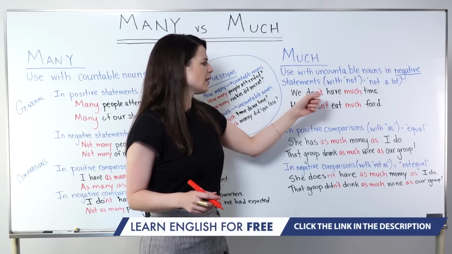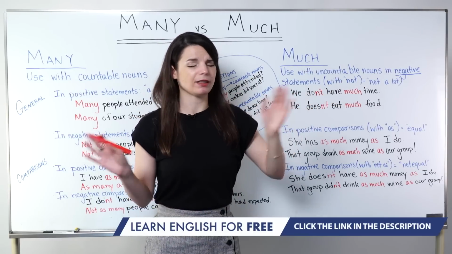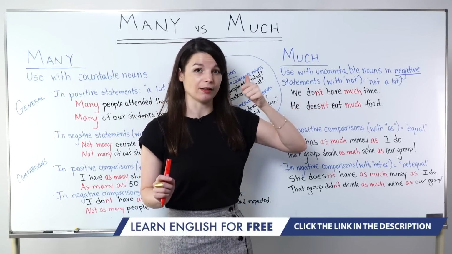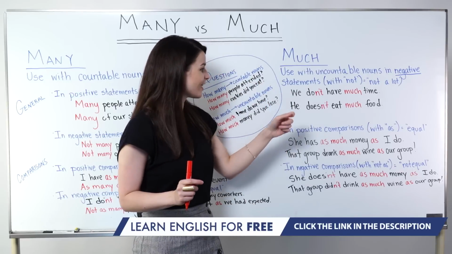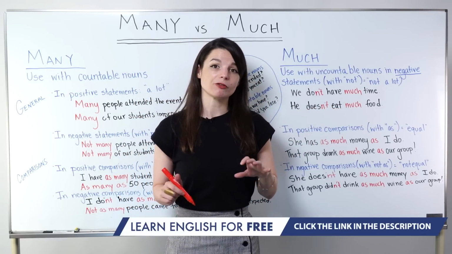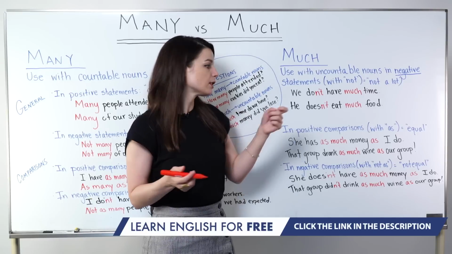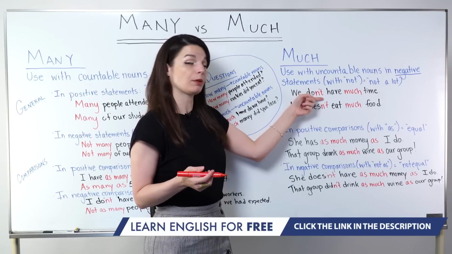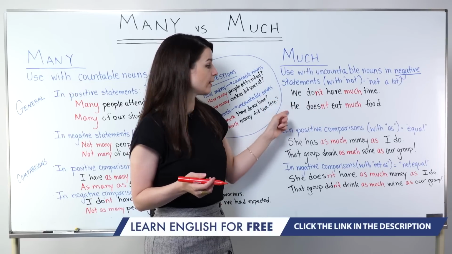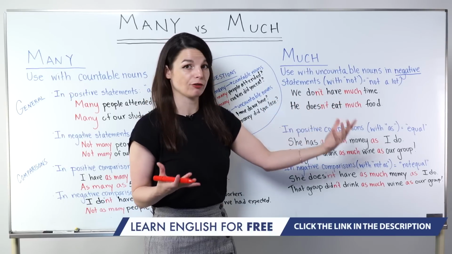So not, we have not much time. That doesn't sound good. Let's use we don't have much time. That sounds great. That's perfect. Another example, he doesn't eat much food. He doesn't eat much food. So remember, you do need to conjugate this verb, this helping verb, to match your subject. So we do not, he does not eat much food.